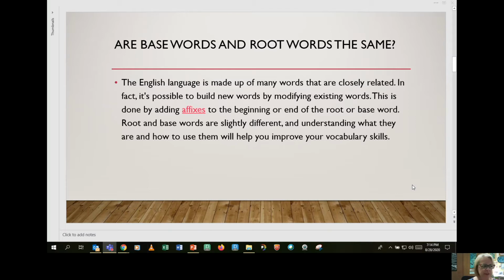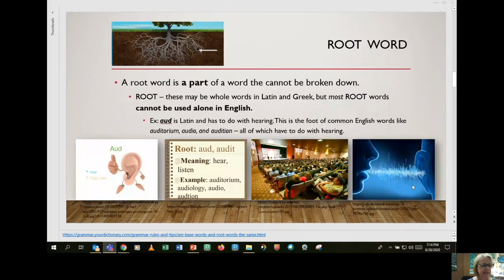But let's look at the root and the base. Okay, so the first thing we're going to talk about is root words. Now, root words, for the most part, do not stand alone. That means that you cannot use them in a sentence unless you add a prefix or a suffix. For example, our words come from Greek or Latin. And so there are just thousands upon thousands of root words. Miss B doesn't even know them all.